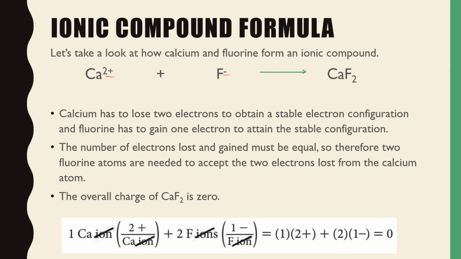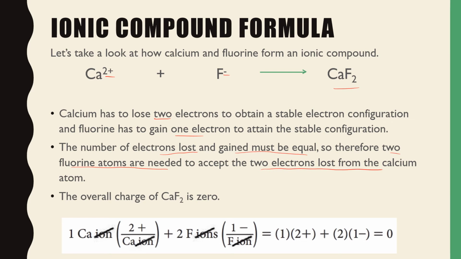So we want to know what is the combination of these ions that's going to result in a formula for this compound. A formula is the symbols for each of the elements in a bond with subscripts that tell me how many I need of each one. Calcium has to lose 2 electrons to obtain a stable electron configuration, and fluorine has to gain 1 electron to attain the stable configuration. The number of electrons lost and gained must be equal.